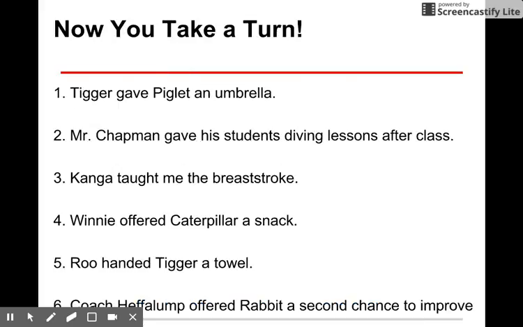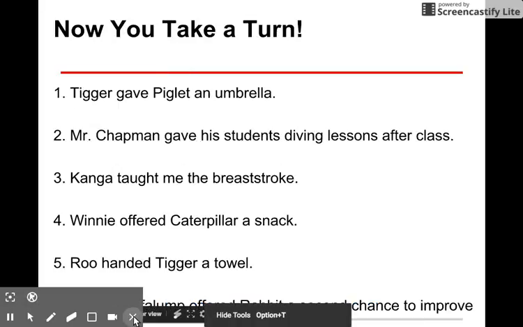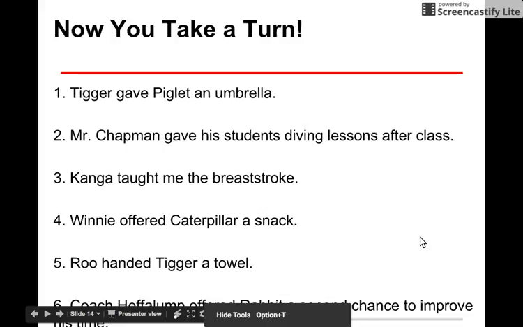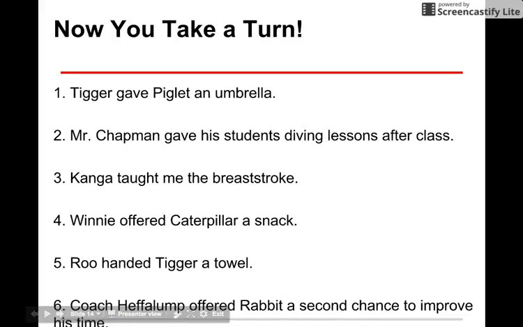All right, so we're going to practice here. Tigger gave Piglet an umbrella. You want to do all of your steps to find out what your direct object is if you have it, and an indirect object if you have it. Practice steps 1, 2, 3, and 4. Number 1, Tigger gave Piglet an umbrella.